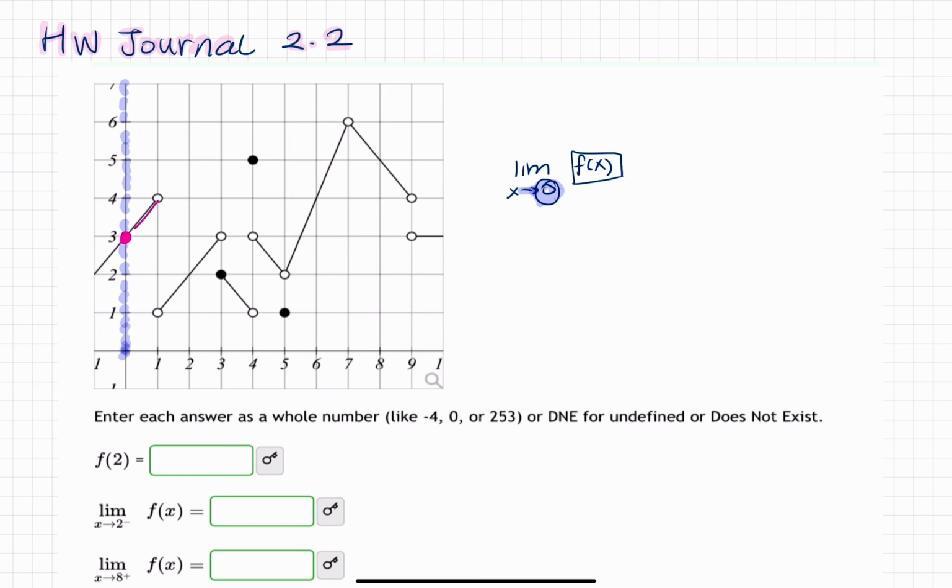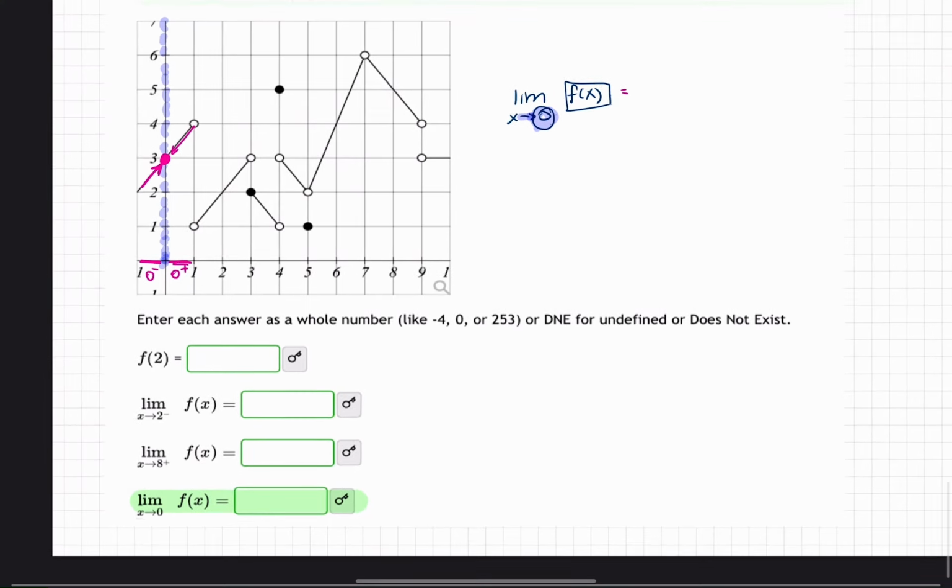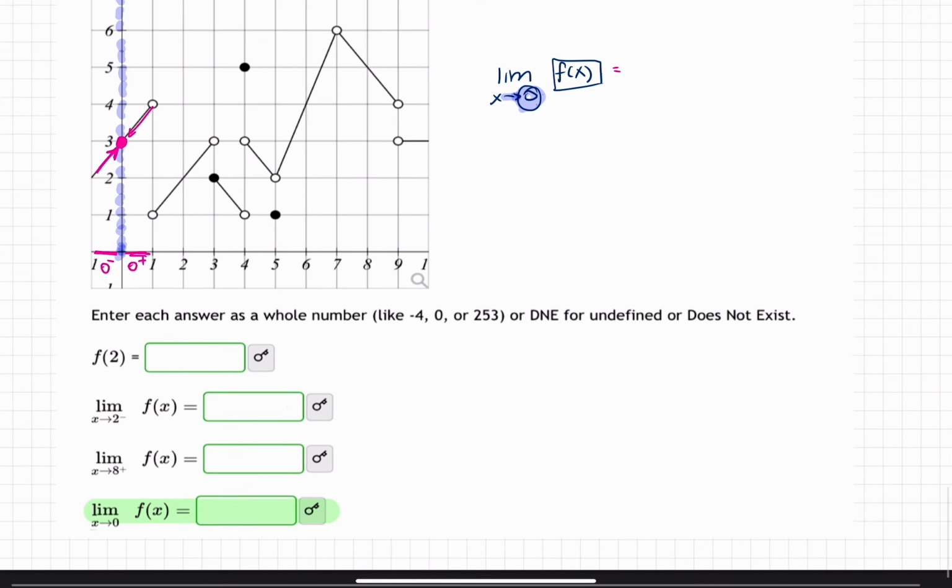No matter what, from 0 minus and 0 plus, they're all working towards this point, this y value, which, as we can see from the graph, is that the limit of f of x as x goes towards 0 equals 3. And that's all.